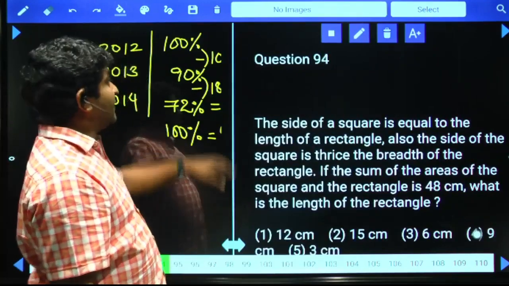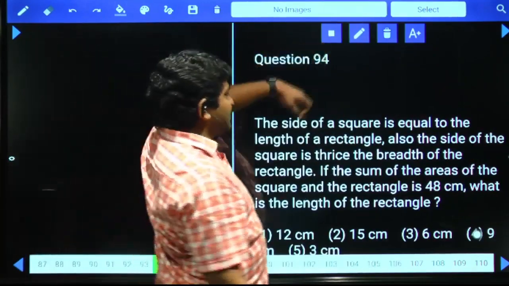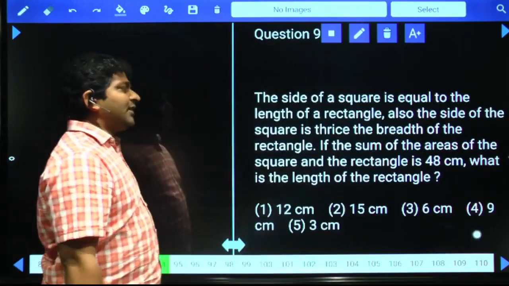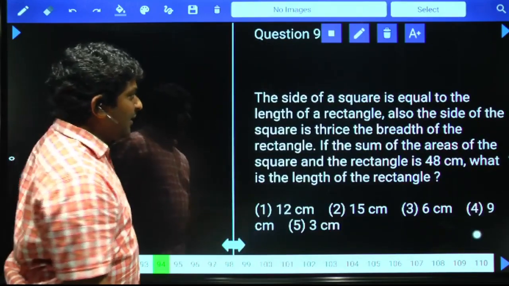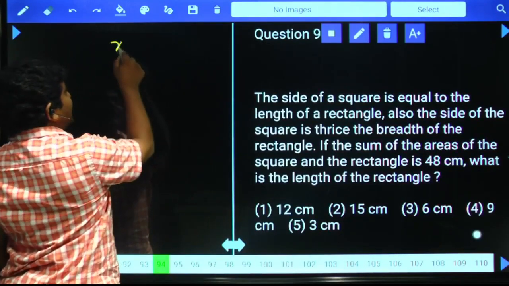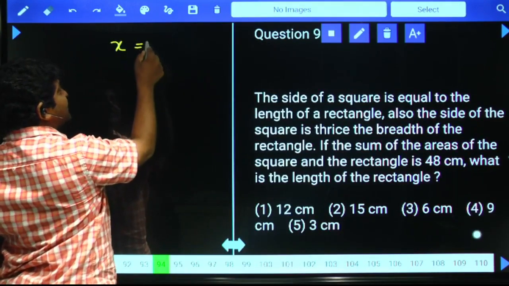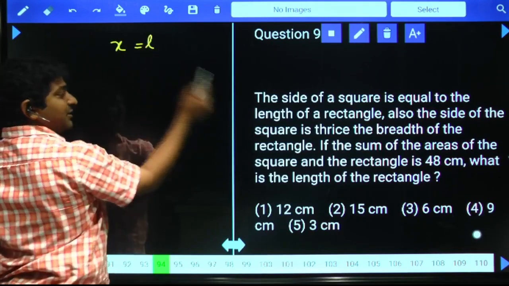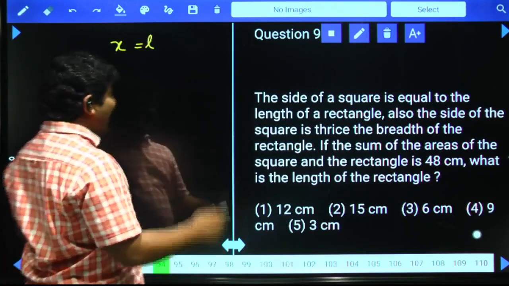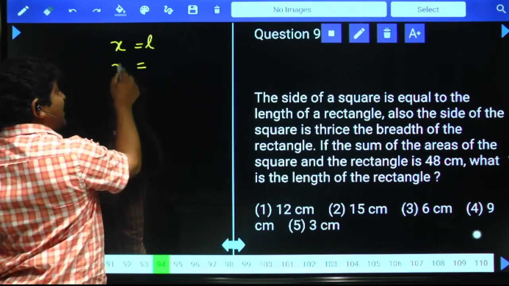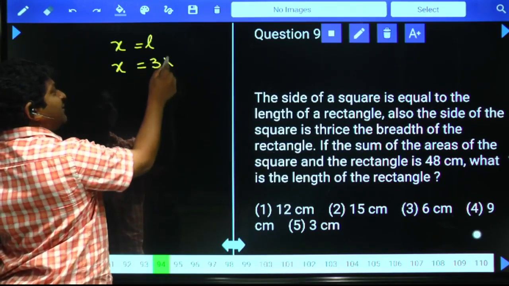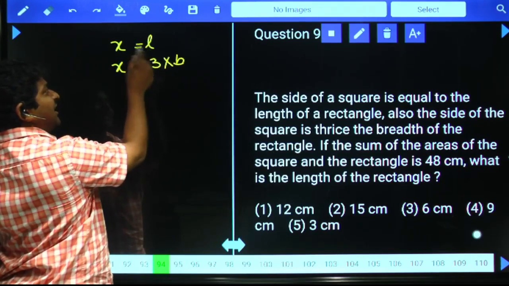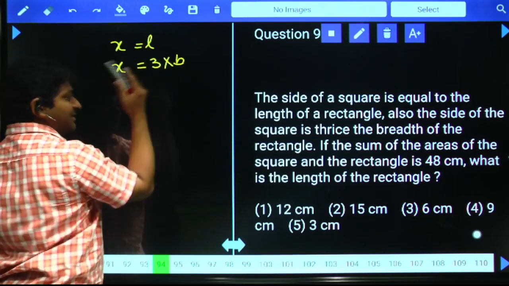Next, the side of the square is equal to the length of the rectangle, and also the side of the square is thrice the breadth of the rectangle. Now, if the side is equal to x, the length of the rectangle is also equal to x because they both are equal, and the side of the square is equal to 3 times the breadth of the rectangle. So from this, L is equal to x, B is equal to x by 3.